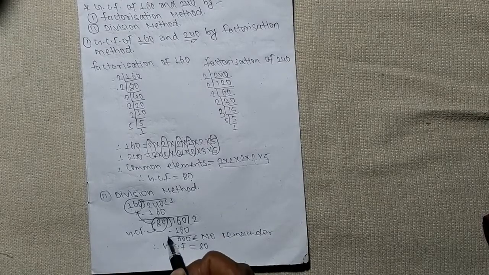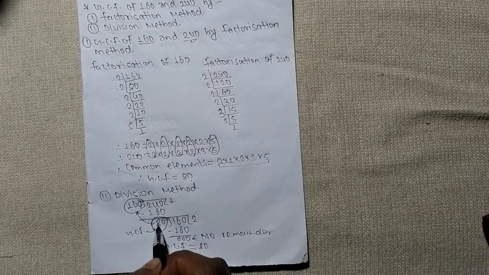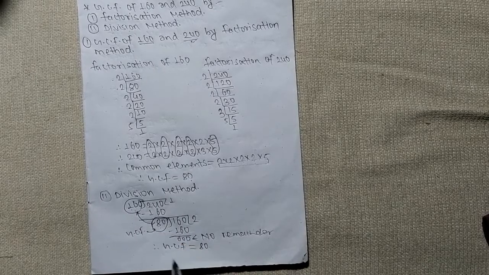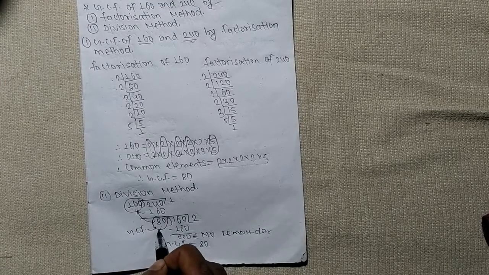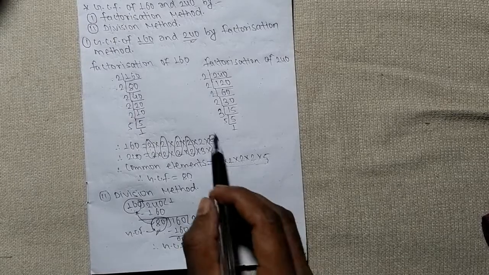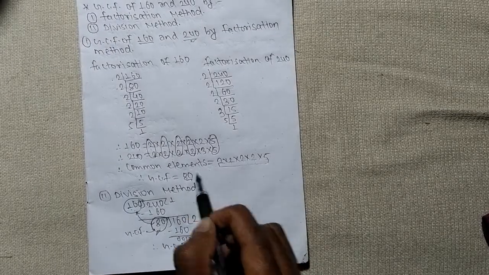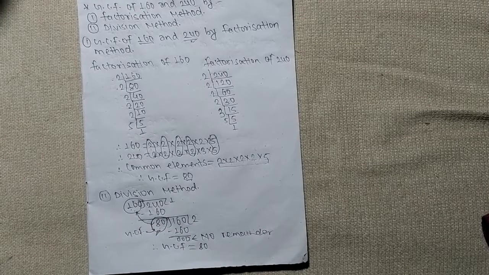While finding the GCF by the division method, we keep dividing the divisor by the remainder until there is no remainder at last. Here there is no remainder, so this divisor 80 is the GCF. So in the factorization method the GCF is 80, and in the division method also the GCF is 80.